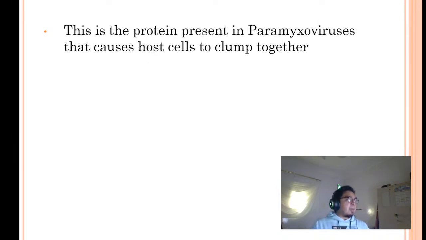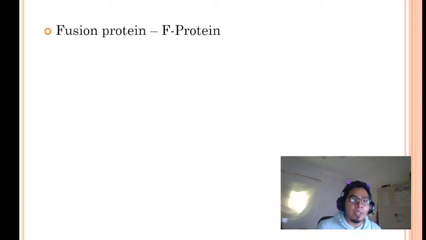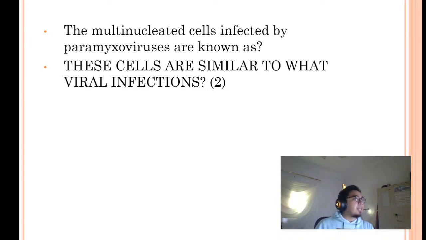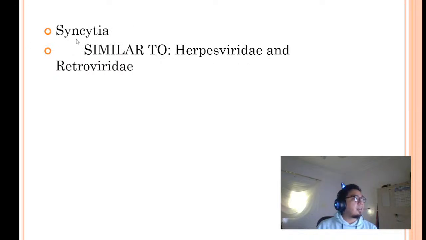This is the protein present in paramyxoviruses that causes the cells to clump together. This is what you call the fusion protein, or the F protein. Please remember these things because this is important for us. Multinucleated infected cells in paramyxoviruses are known as syncytia. These cells have a similar appearance to those infected by herpesviruses and retroviruses. So multinucleated cells infected by paramyxoviruses are known as syncytia, similar to those of the Retroviridae family and the Herpesviridae family.